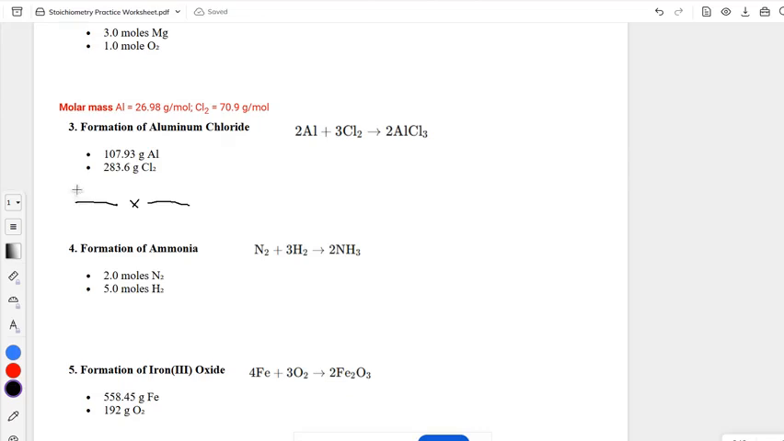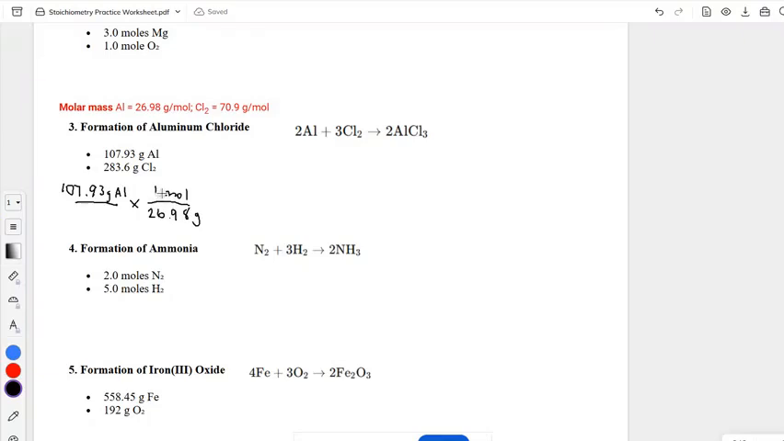I'm going to find how many moles of aluminum first. We have 107.93 grams of Al. All right. So since we want moles, one mole is going to go on top. And notice grams is up top left, so grams is going to go bottom right. So how much does one mole of aluminum weigh? 26.98 grams.